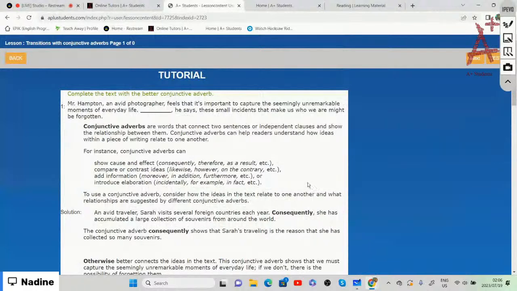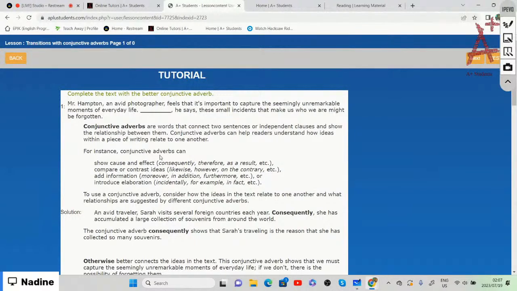So if you are writing a sentence or clauses, and you want to connect your two sentences or independent clauses to show the relationship between them, if you want to show the cause and the effect of those two sentences, then you can use words like consequently, therefore, or as a result. So maybe saying as a result of the previous statement, and then you go on. That will show the relationship between these two sentences or independent clauses.